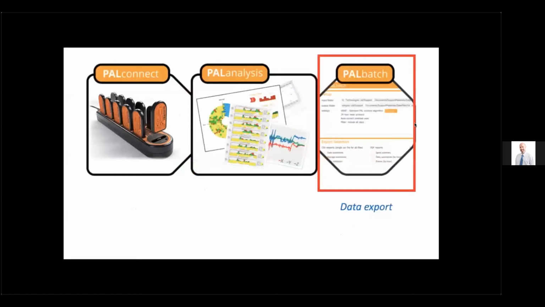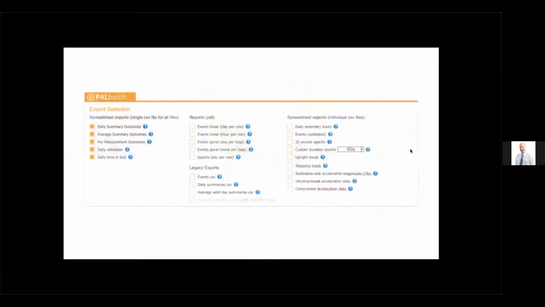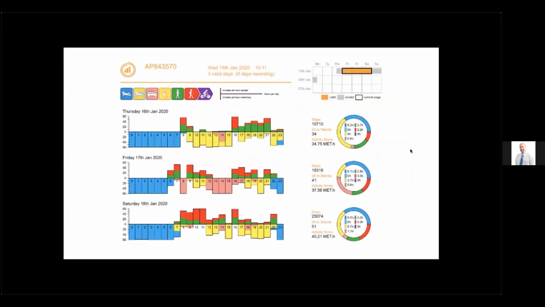Finally, PAL Batch is our data processing, or maybe more appropriately, data export, where you can work with either your raw or processed data. Here's a quick snapshot of the multitude of options available, again, either raw or processed, all days or just valid days, or you can extract your number of steps, cadence, sedentary time, METs, sit-to-stand transitions, etc. You can also export PDF reports of any of the data figures that you can see with the PAL Analysis data visualization.